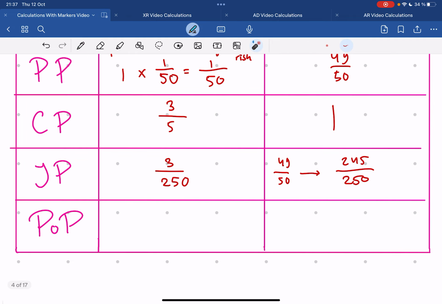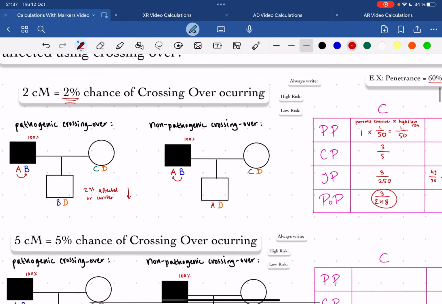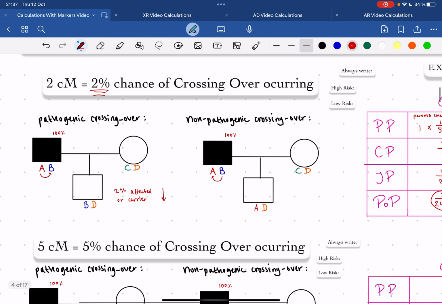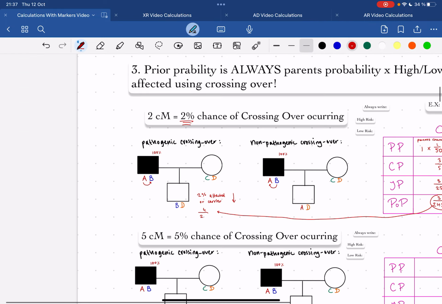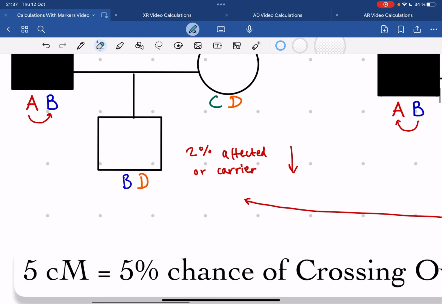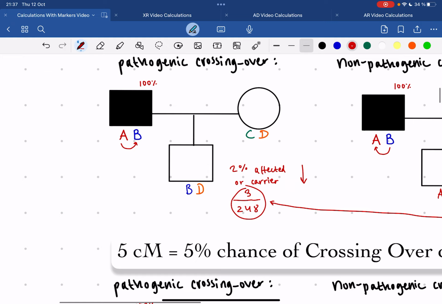Now for the posterior probability, we'll just take the numerator for the left side on the top, divided by the numerator on the left side, plus the numerator on the right side, which would be 248. So the new and improved chance for this person to be a carrier would be 4 over, was it 4? It was 3, sorry. 3 over 248. Right here.